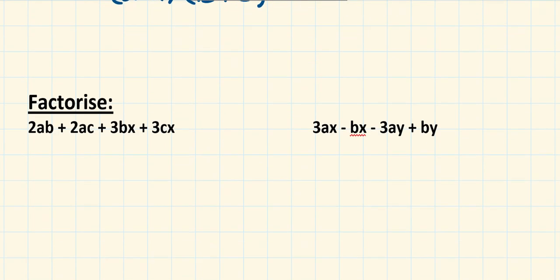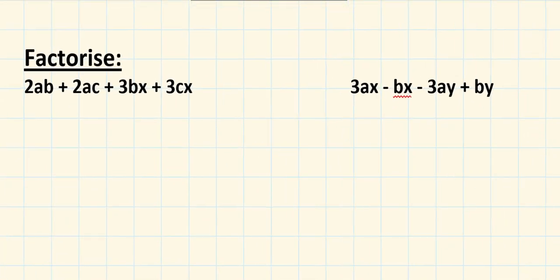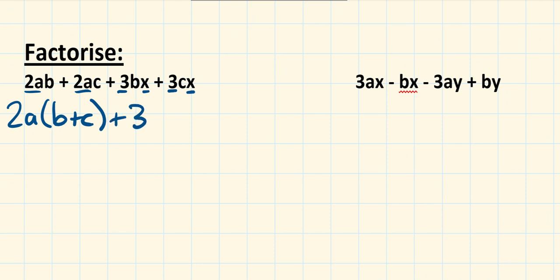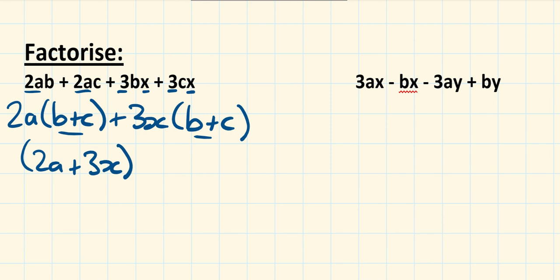Okay, so here are some that we can just go through. Let's take out our common factors. You see you've got a 2a in both, so 2a, and then b plus c. And here you can see that there's a 3 and an x in each, so plus 3x, and you'll get b plus c. As you can see, the brackets match up, and that means you know you've done it right. So 2a plus 3x and b plus c.